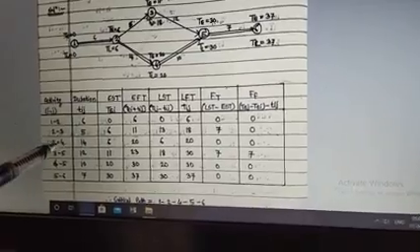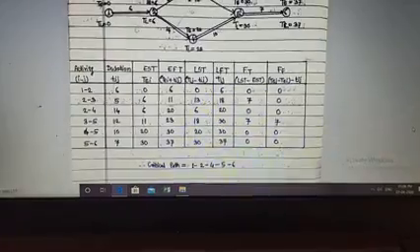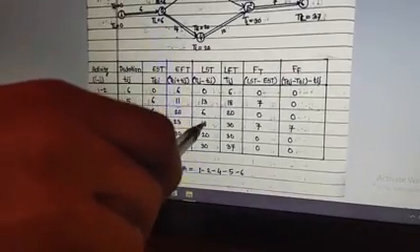Then the third one, 2 to 4, the value is 0. How is it 0? 6 minus 6 is equal to 0. And now for the fourth activity, what is the LST value? It is 18, and for the same activity the EST value is 11. So 18 minus 11 is equal to 7.